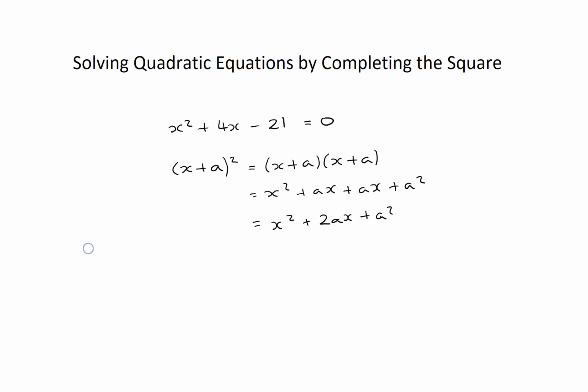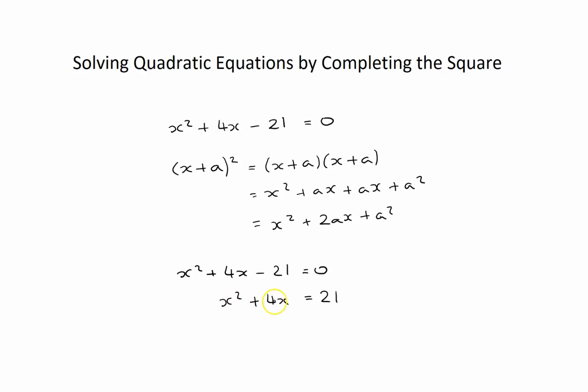I'm just going to write down the original equation again. x squared plus 4x minus 21 equals 0. Now the first step is I'm going to move the number part onto the right, which means adding 21 to both sides of the equation. So we end up with x squared plus 4x equals 21.